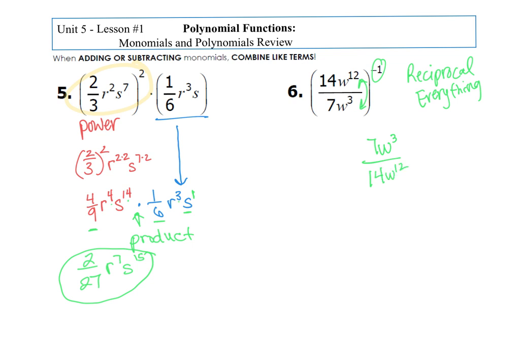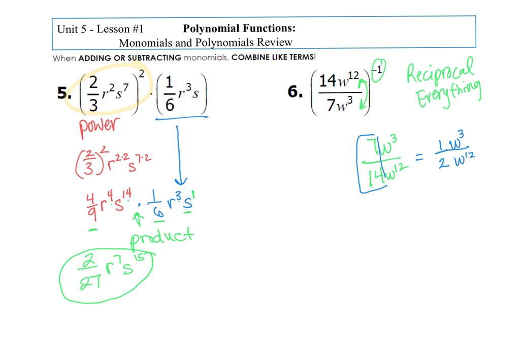Okay, and now we're going to do our quotient rule. So we're going to simplify our two numbers here. 7 over 14 is equal to 1/2. And the way that I really like to do my quotient rule here is I don't like to deal with negative exponents unless I have to. So let's write down what we have: w cubed over w to the 12th.